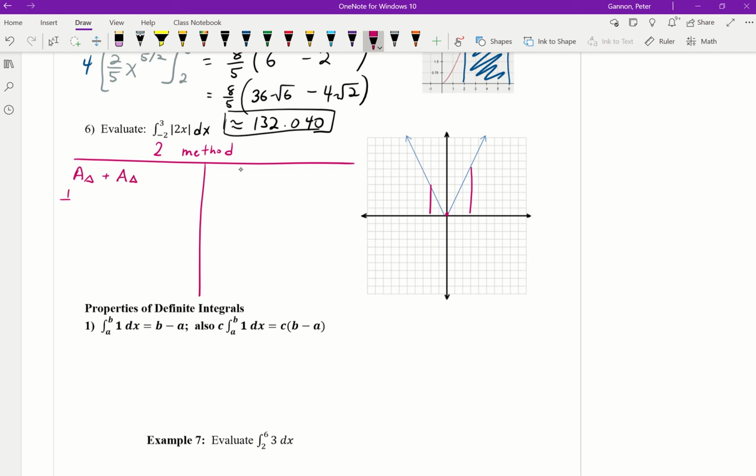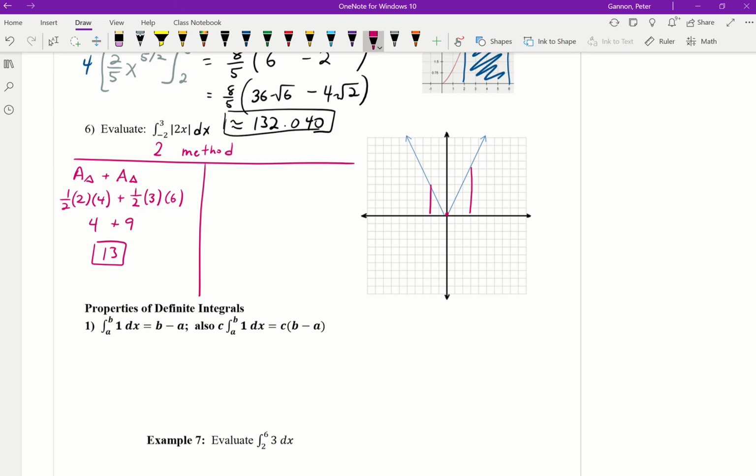So for the first triangle, we have 1/2. The base is 2, and the height is 4. And if we take the second, the base is 3, and the height is 6. So half of 2 is 1. 1 times 4 is 4. Half of 3 is 3/2. Better way to do it is half of 6 is 3. 3 times 3 is 9. And you get that 13.